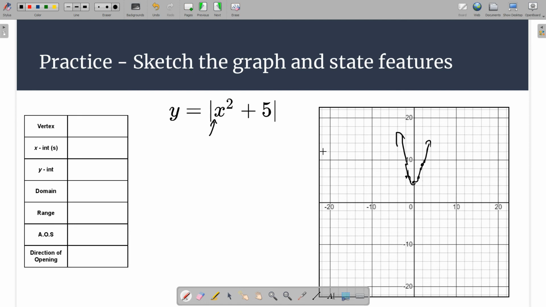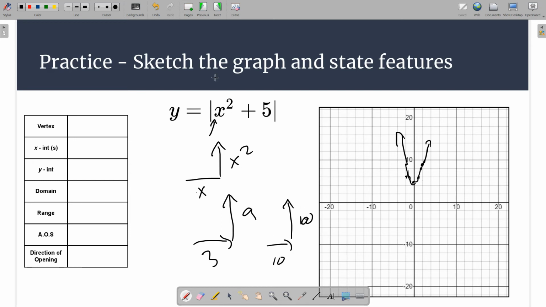So what I'm doing there, just as a reminder, is my core relationship is x to x squared when I'm talking about a parabola. So if I go over 3, I go up 9. If I go over 10, I go up 100. That's how I was getting other points there.